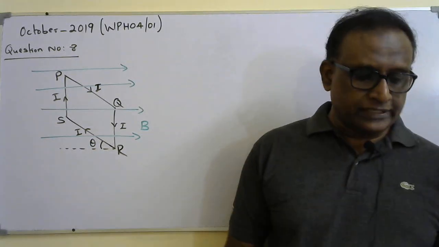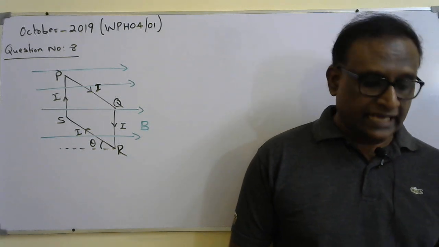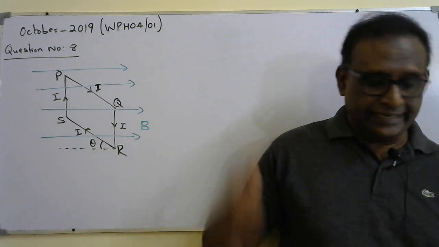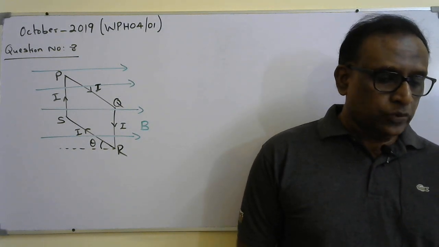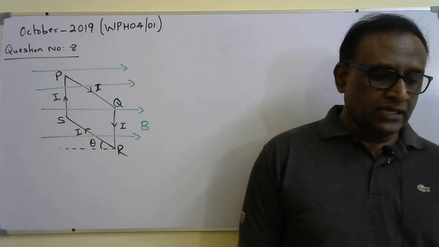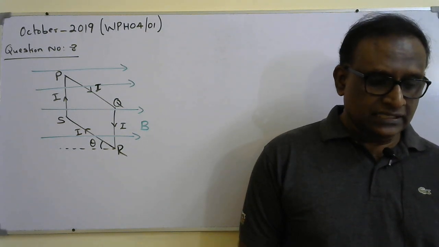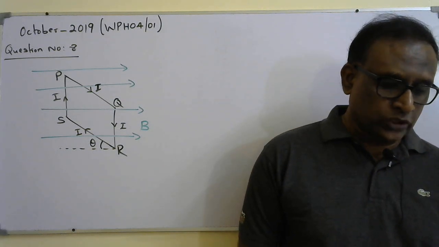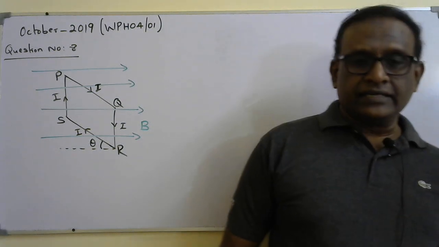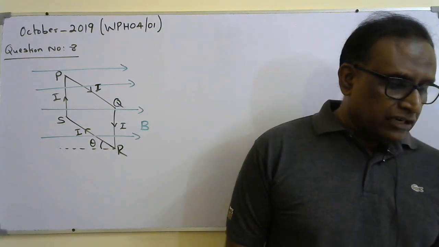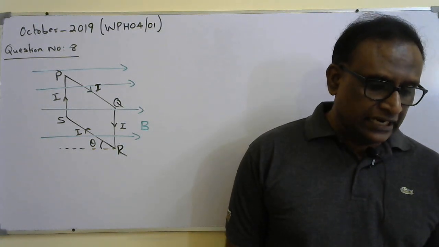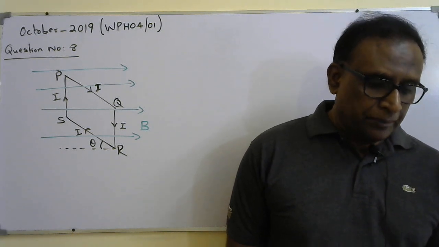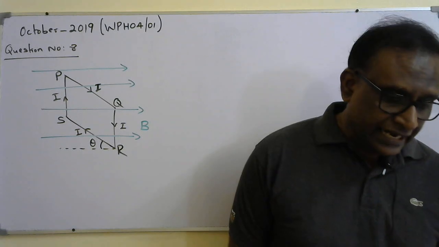Okay, this question appeared in October 2019, WPH04, question number 8. A square coil of wire PQRS has sides of length x. It is in a magnetic field of magnetic flux density B as shown. The wire carries current I. The plane of the coil is at an angle theta to the magnetic field. Which of the following is equal to the magnitude of the force on the side QR?